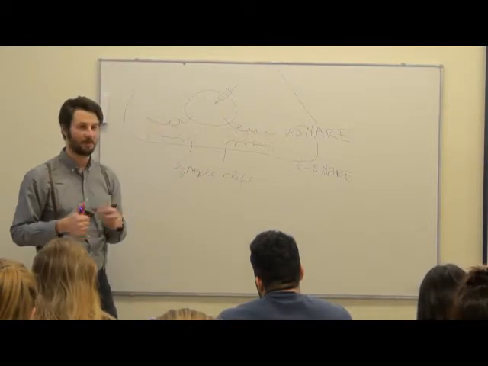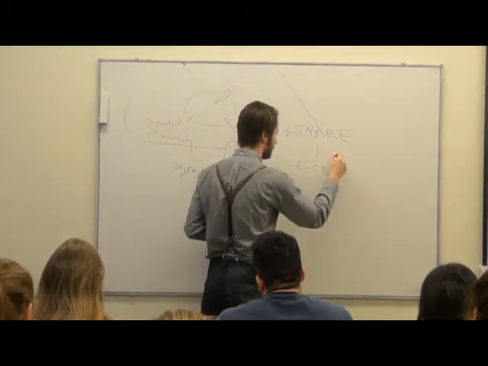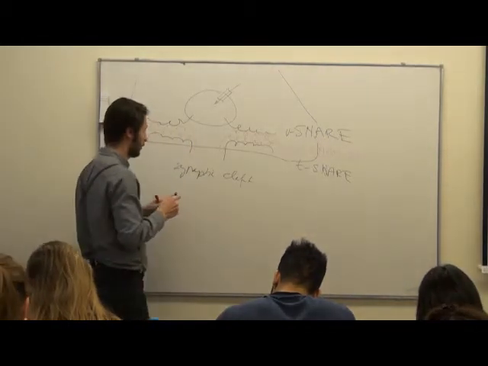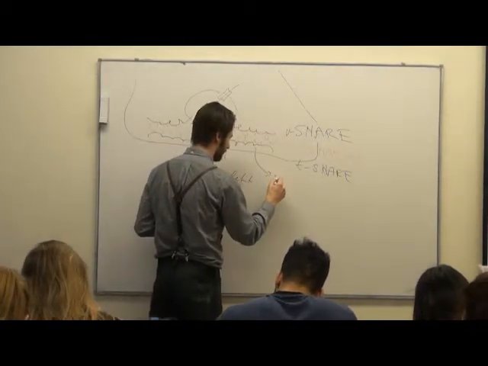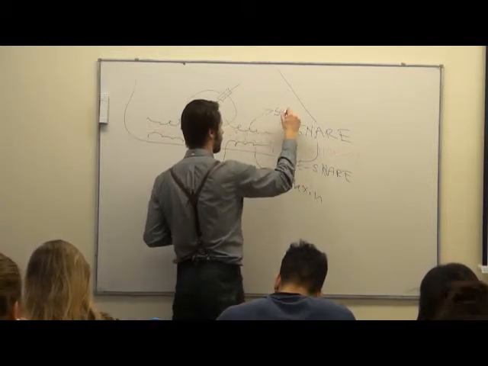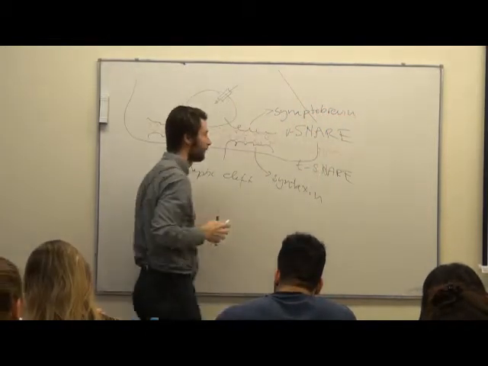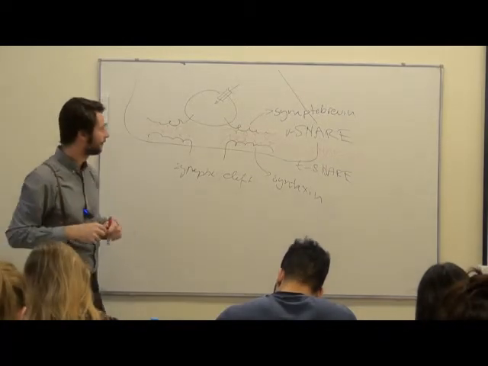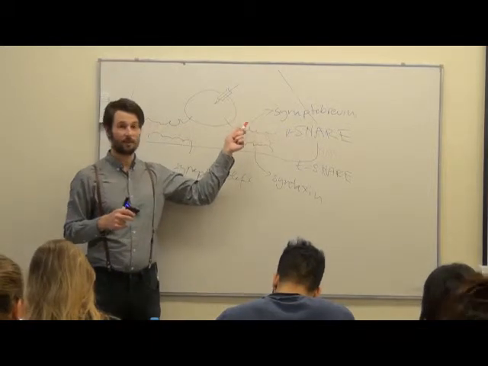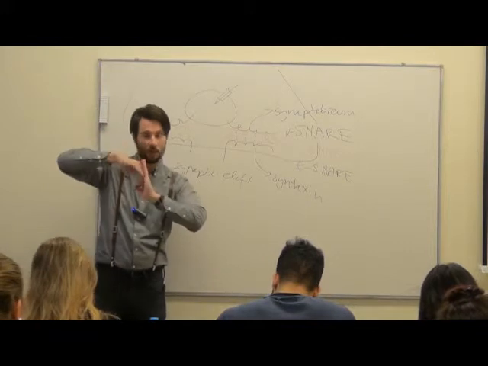I'm going to tell you the names so that we don't have to speak in riddles. This one is called SNAP25. This one is called syntaxin. And this one is called synaptobrevin. Where is the SNAP25 attached? Both syntaxin and synaptobrevin are integral membrane proteins. So they go through the membrane and they're attached as a protein in the membrane.